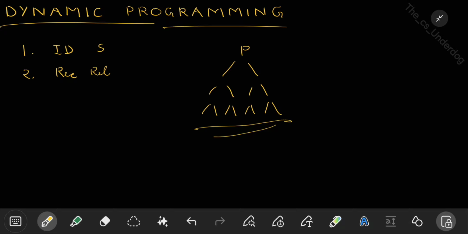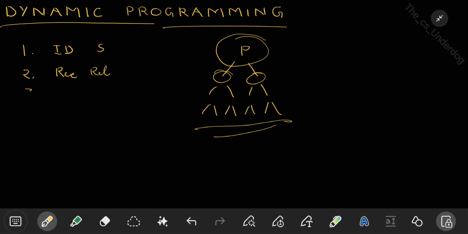So the first thing is you should formulate the recursive relation, that is the recurrence relation should be found out. That is, what is recurrence relation? Expressing the solution in terms of its subproblems. That is what you call as recurrence relation. Whenever you have a solution of the larger problem, that should be expressed in terms of some of its subproblems. Once you have this, you have the recurrence relation.